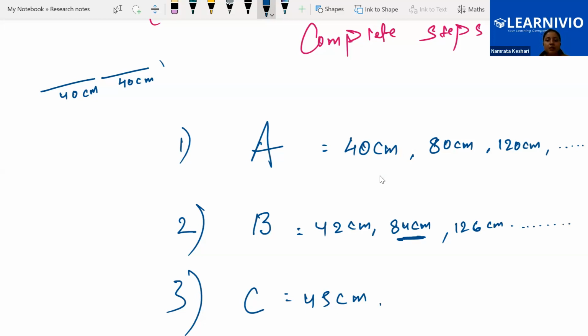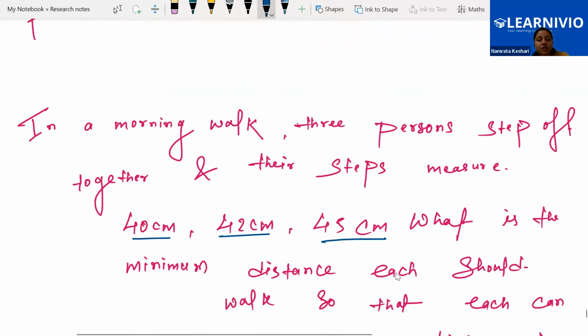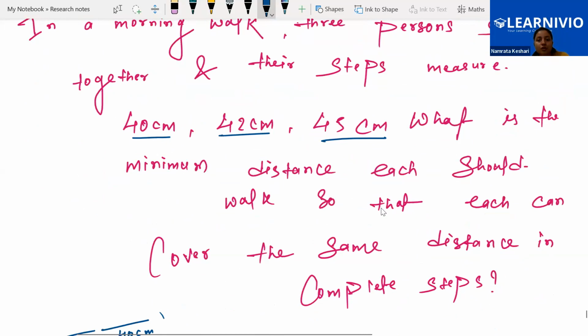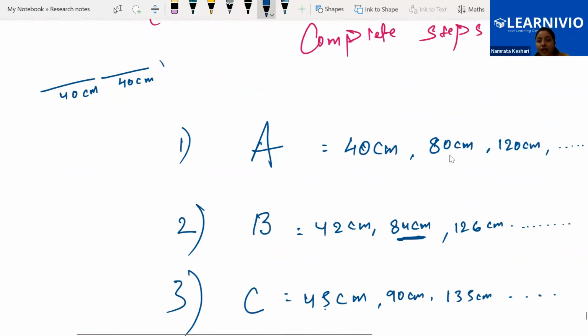Okay. Similarly, the first is 45 centimeter for Mr. C. Next will be 90 centimeter. Next will be 135 centimeter, and in this pattern it will keep on moving. Okay. Now what we have to find, what is the minimum distance each should walk? This is the distance we are writing.